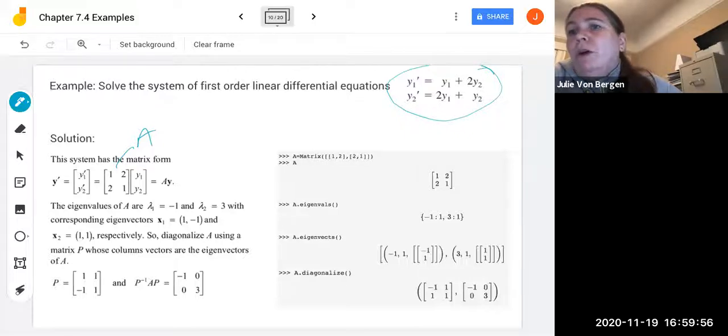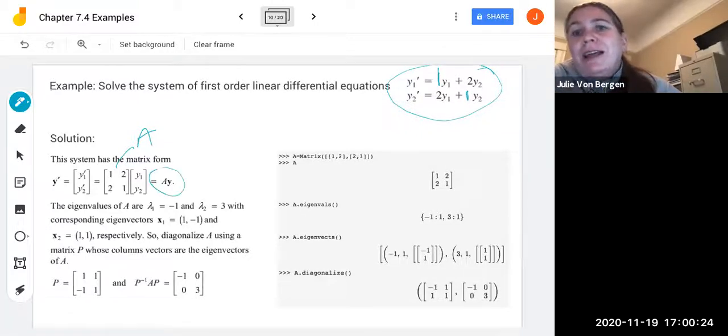So because y1 prime has a 1 with the y1 and a 2 with the y2, the first row of matrix A is 1, 2. And then because y2 prime has a 2 and a 1 for the coefficients on y1 and y2, the second row of matrix A down here is 2, 1. We multiply this by our y1, y2 variables to get Ay.